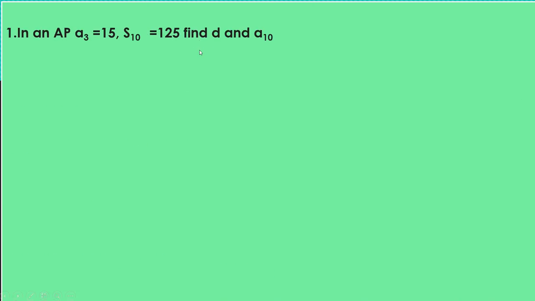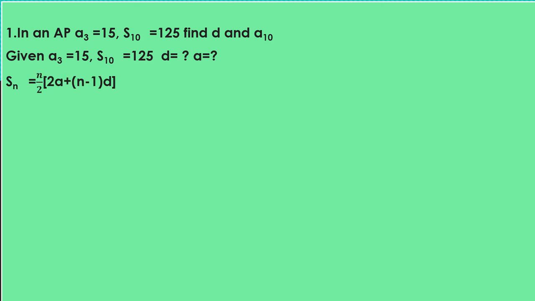The first problem: in an AP, A3 is 15, S10 is 125, find d and A10. The given points: A3 is 15, that means the third term is 15, the sum of the first 10 terms is 125. We have to find the common difference and the first term.